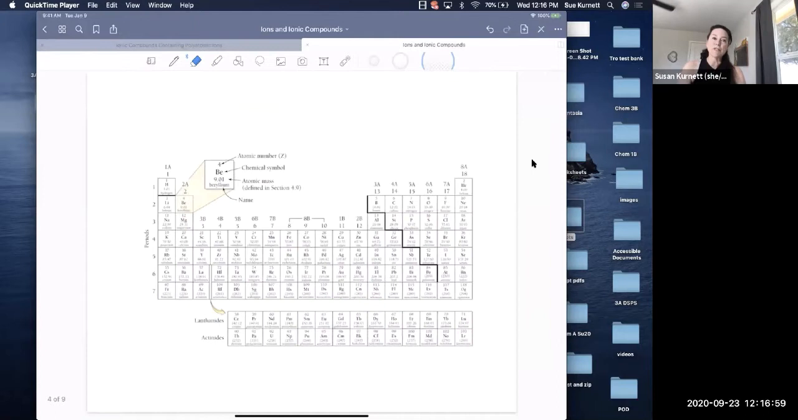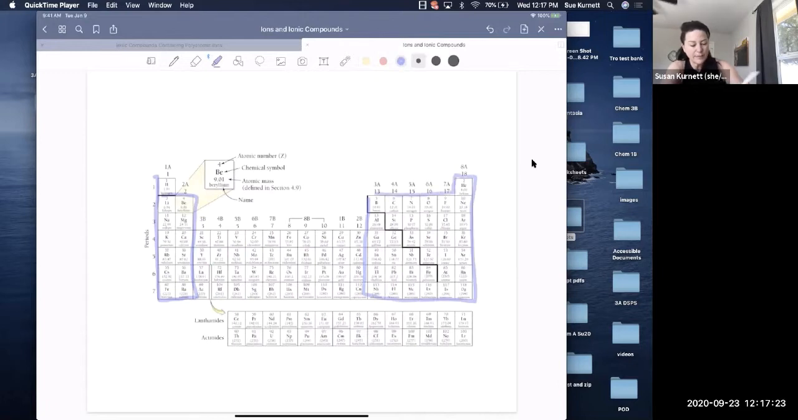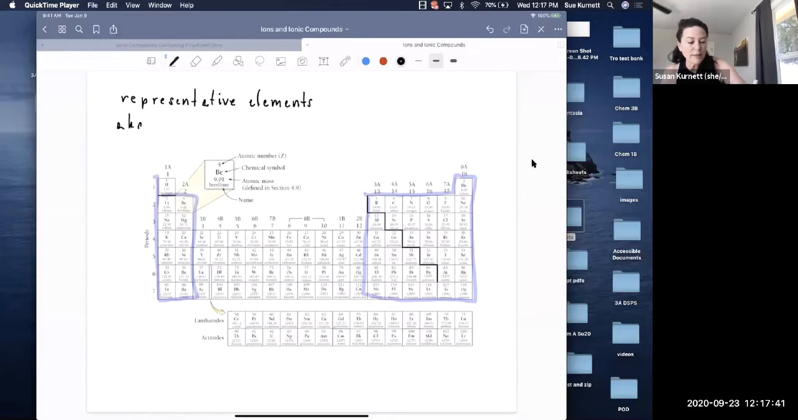Okay, so when we're talking about this idea of metals lose electrons, nonmetals gain electrons, can we predict how many? The answer is yes, when we're talking about main group elements. So another way to look at the periodic table is to recognize column 1, column 2, and then columns 3 through 8. Those are all called representative elements. They are also known as main group elements.